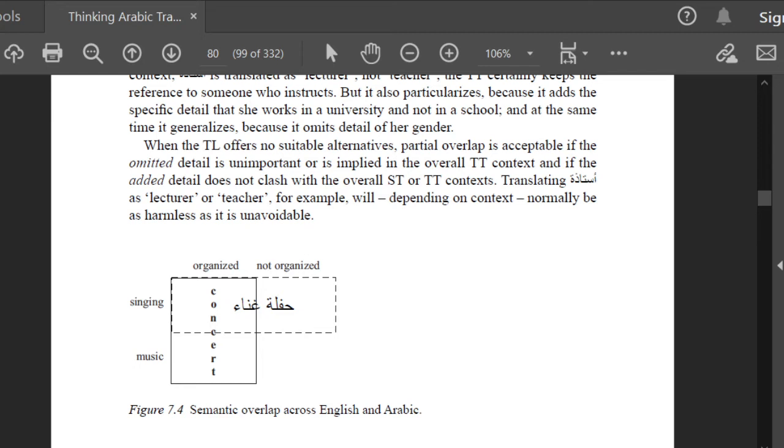When the target language offers no suitable alternatives, partial overlap is acceptable. If the omitted detail is unimportant or is implied in the overall target text context, and if the added detail does not clash with the overall source text context. Therefore, translating Ustaza as a lecturer or a teacher, for example, will depend on the context, normally as harmless as it is unavoidable. Okay?